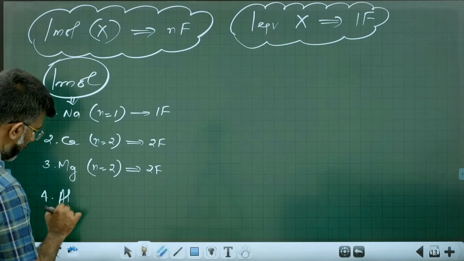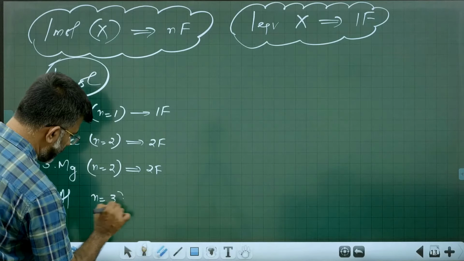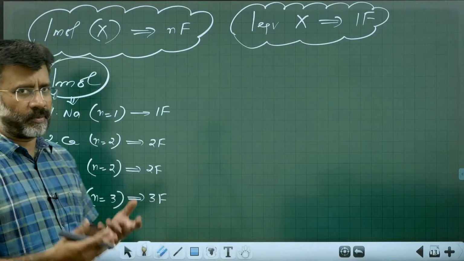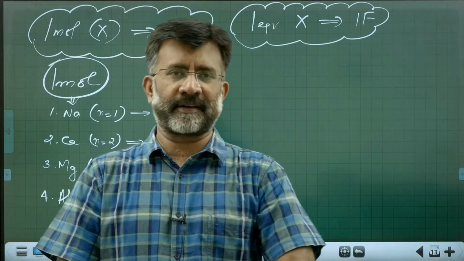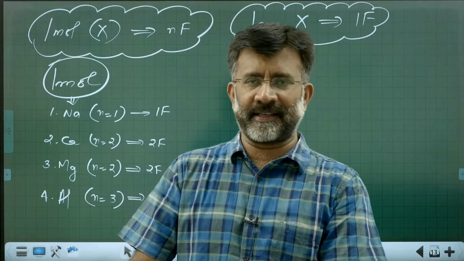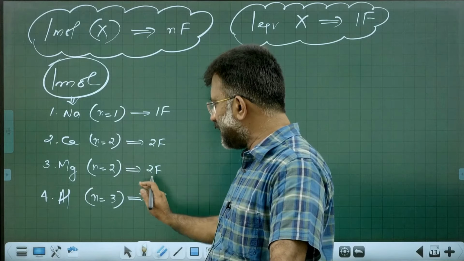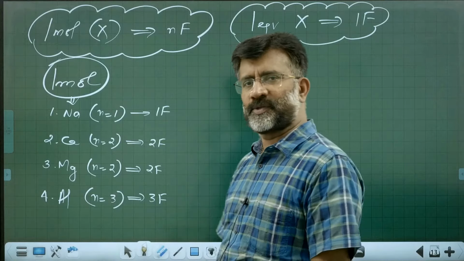What about aluminium? Aluminium N factor is 3. It will require 3 Faraday. Already you have been taught that N factor for elements means valency. Sodium monovalent, calcium divalent, magnesium divalent, aluminium trivalent, and so on.